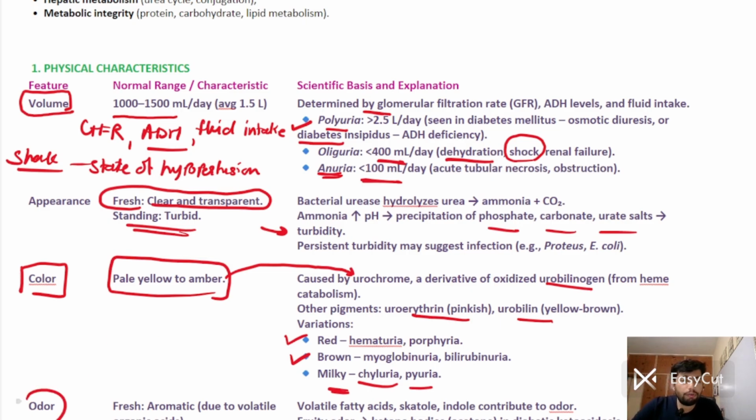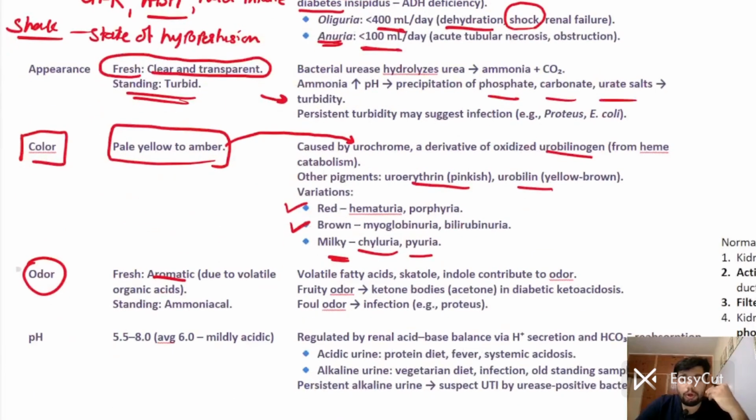Okay, what is the odor of urine? Whenever the urine is fresh, it has an aromatic odor. And why is it aromatic? You will be asked in your viva questions. Due to volatile organic acids, it is aromatic. And on standing, I have already told you there is formation of ammonia. So this will lead to an ammoniacal odor. Okay, so volatile fatty acids, skatole and indole contribute to odor.